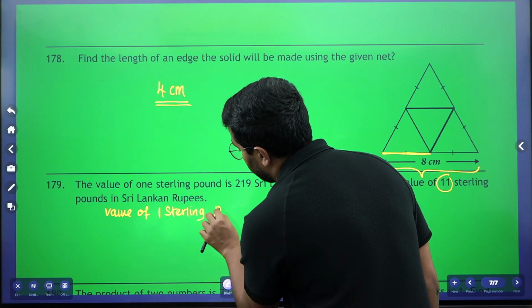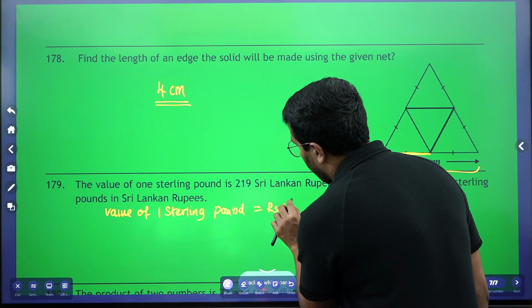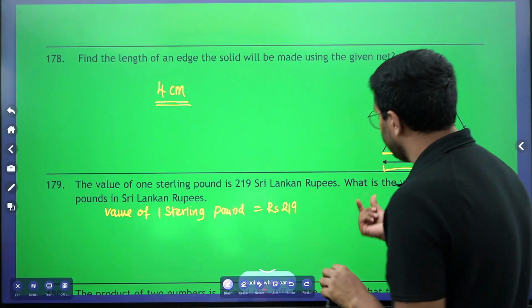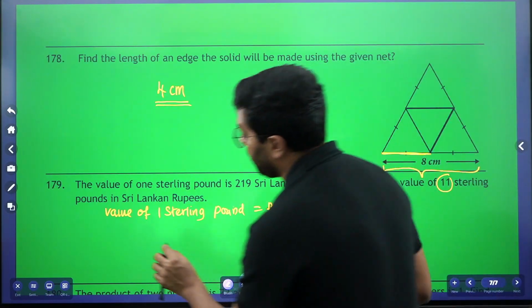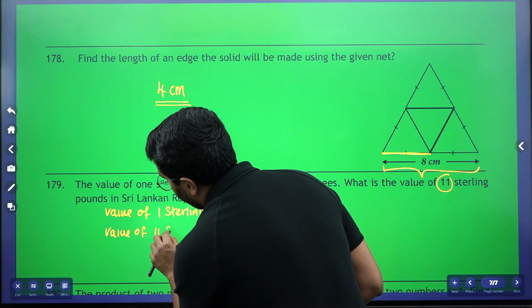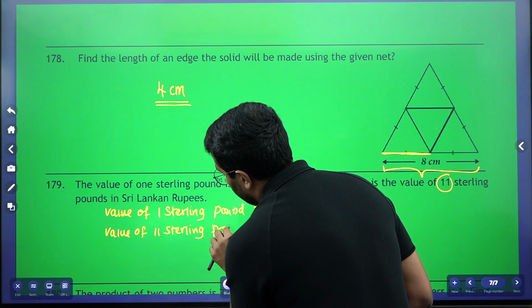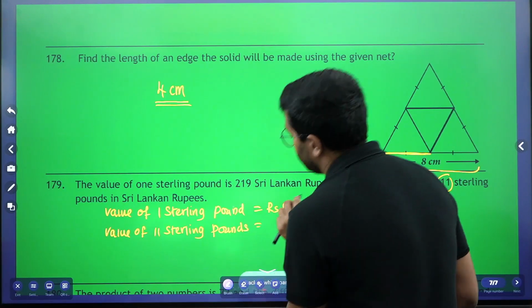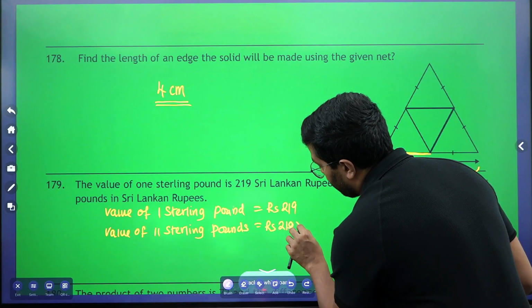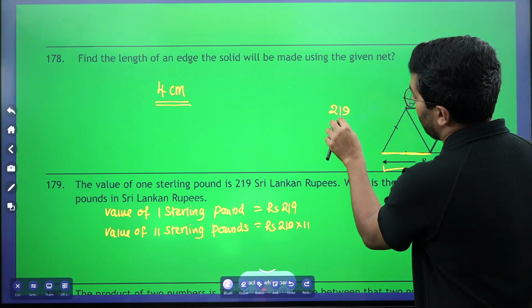Value of 1 sterling pound equals 219 rupees. Asking us the value of 11 sterling pounds. So this 219 we have to multiply by 11. Shall we multiply 219 by 11?